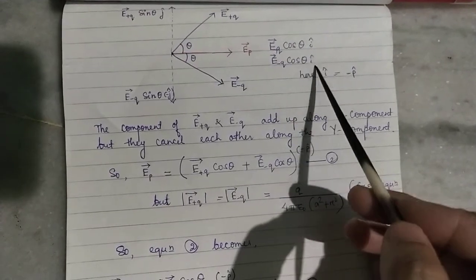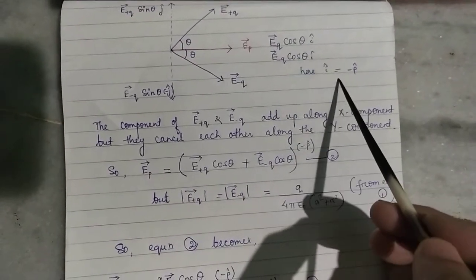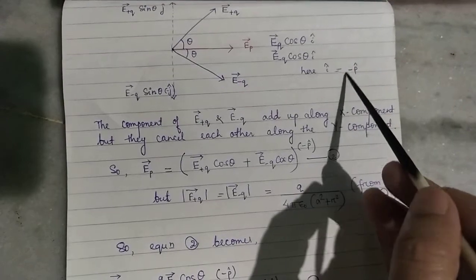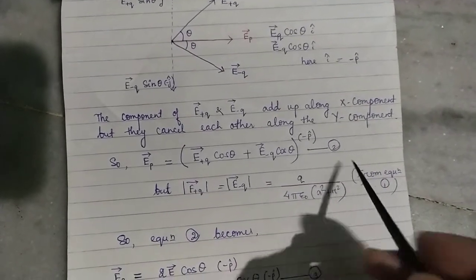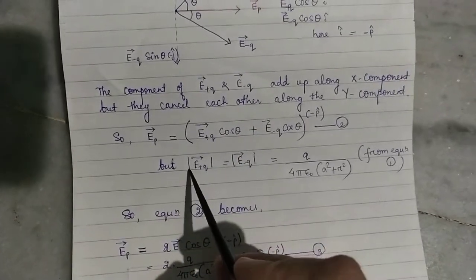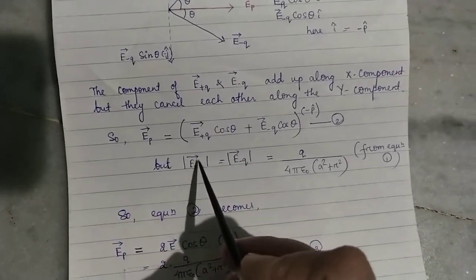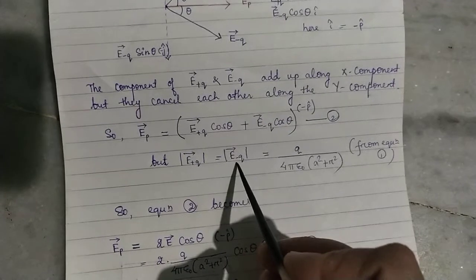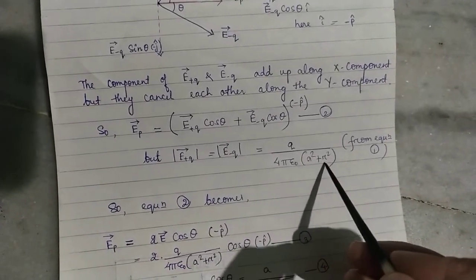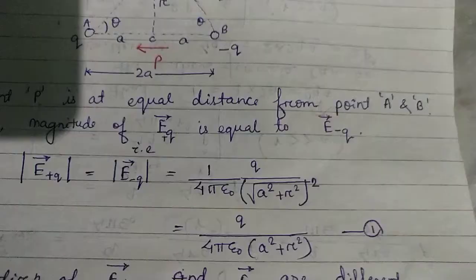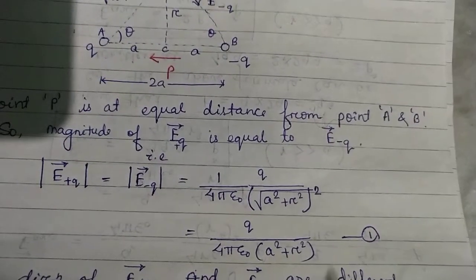Electric field at point P will be equal to E plus Q cos theta plus E minus Q cos theta. And what is i cap here? I told you it is opposite of the direction of dipole moment, that is minus P cap. So I have written here minus P cap. Let this be equation number 2. But we have already proved that magnitude of E plus Q is equal to magnitude of E minus Q, which is again equal to Q by 4 pi epsilon naught (A square plus R square). It is from equation number 1.